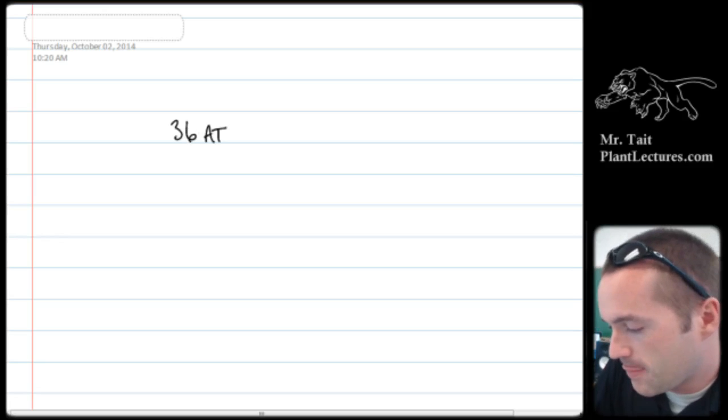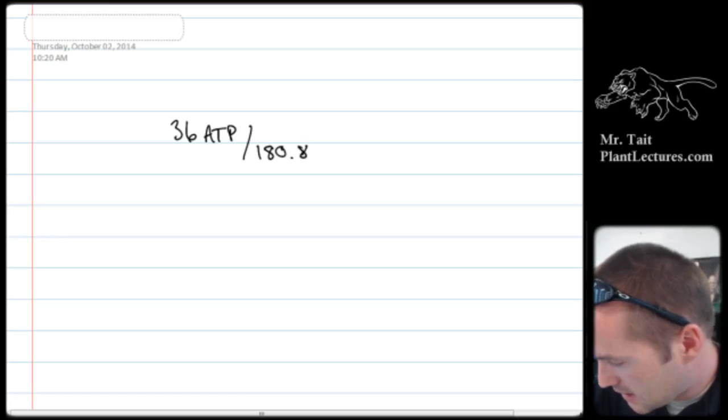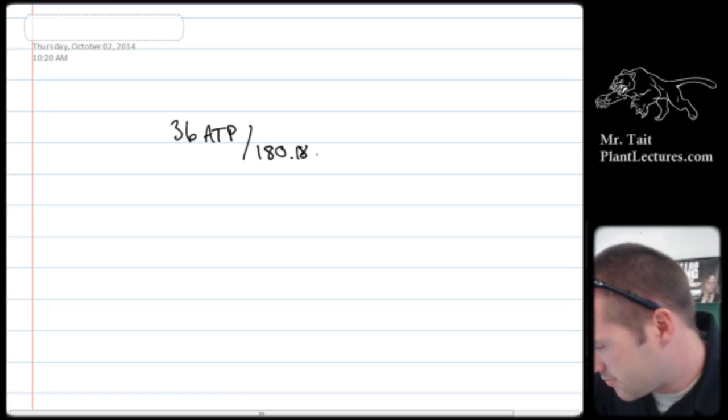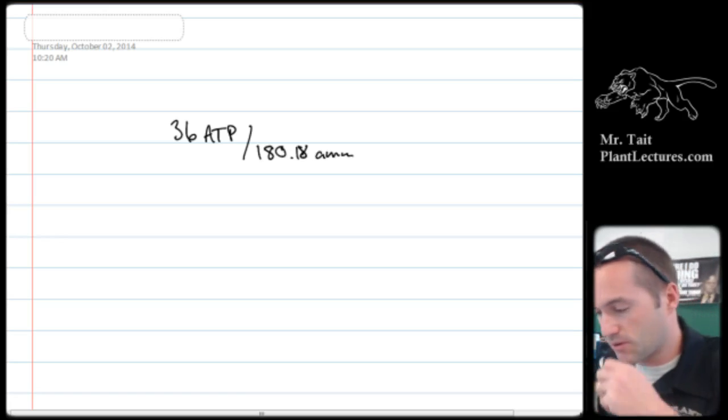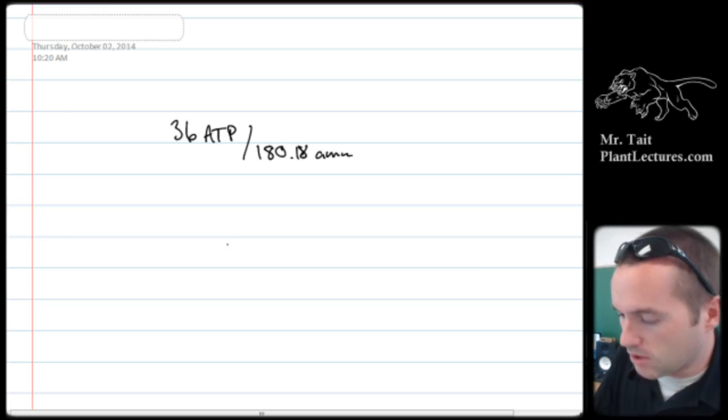All right. So if you looked at the energy density, right? One molecule of glucose has a molecular weight of 180.18, and it makes 36 ATP. So if we took 36 ATP and divided by 180.18 AMU, or whatever, it's really grams per mole, okay, so that's for glucose.